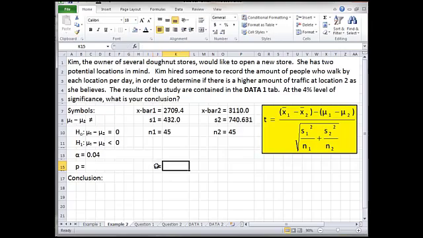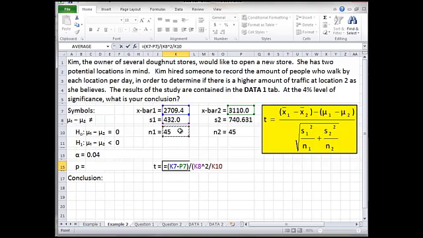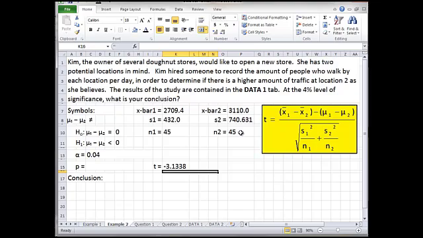So we have the average of sample 1 minus the average of sample 2 divided by everything in brackets because we want the square root of the whole thing. So standard deviation 1 squared divided by its sample size plus the standard deviation 2 squared divided by its sample size. All of that to the square root. And we should get a t-score of minus 3.1338.